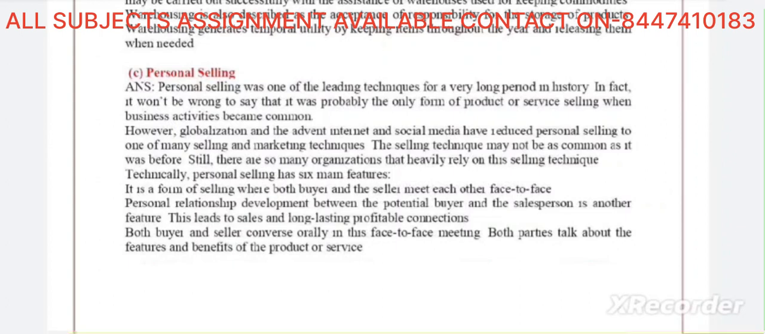Personal relationship development between the potential buyer and the salesperson is another feature. This leads to sales and long-lasting profitable connections. Both buyer and seller converse orally in this face-to-face meeting. Both parties talk about the features and the benefits of the product or service.